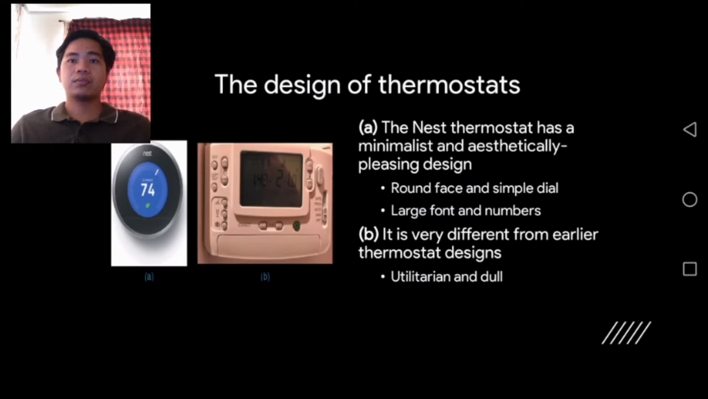The design of thermostats. A round face with a simple dial, and large fonts and numbers. The Nest thermostat has a minimalist and aesthetically pleasing design. Earlier thermostat designs were utilitarian and dull. It is very different from them.